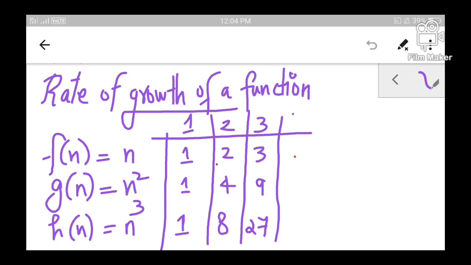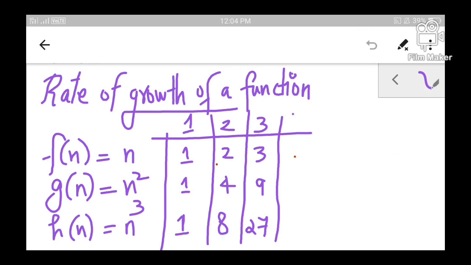Though we are having three different functions, let us see how each of these functions behaves when we put different values of n. When the value of n is equal to 1, we get f of n equal to 1, g of n equal to 1 and h of n is also equal to 1, which means when the value of n is equal to 1, all these functions grow equally. None of them is faster and none of them is slower.